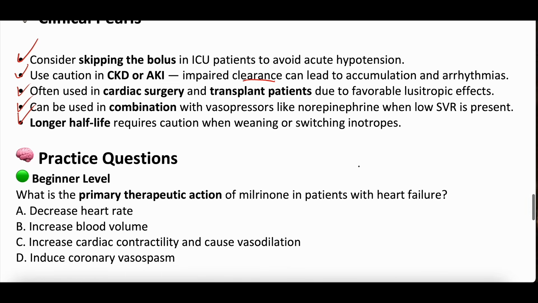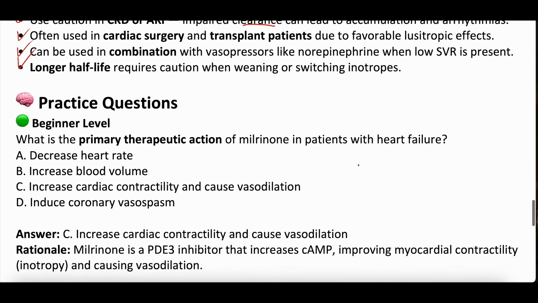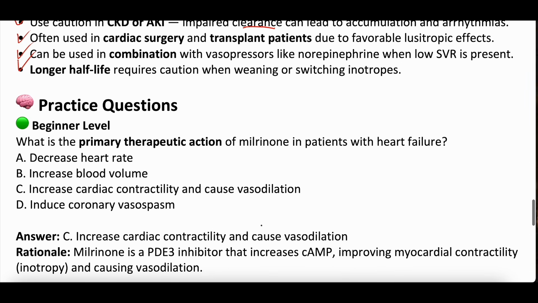Going into the answer. The answer is C. Milrinone increases cardiac contractility and causes vasodilation. So as we talked about, Milrinone is a PDE3 inhibitor, a phosphodiesterase 3 inhibitor. This increases cAMP levels, and it improves myocardial contractility, inotropy. It also causes lusitropy, which is relaxation. But it also causes both venous and arterial vasodilation. So it increases cardiac contractility, but also causes vasodilation, or answer C.